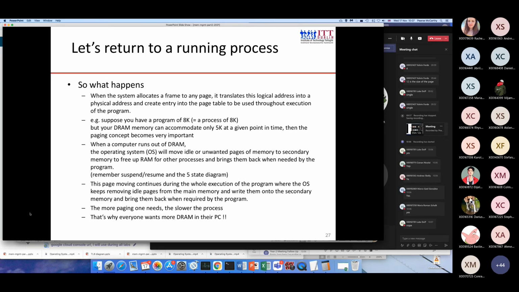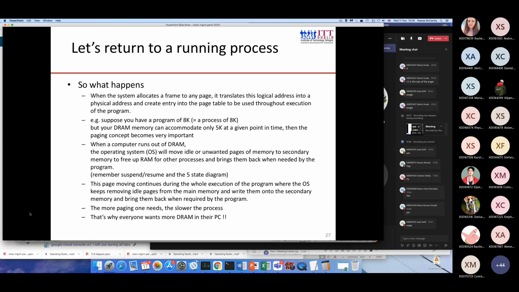And here it is in words for a very, very simple example. When a system allocates a frame to any page, it translates this logical address into a physical address and creates an entry in the page table to be used throughout the execution of the program. Suppose you have a program of 8K, a process of 8K. Logically, virtually, that is viewed as sequential. But your DRAM can only accommodate, say, 5K at any given point in time because the rest of it is taken up. When a computer runs out of DRAM, in other words, when the 5K is taken up, the operating system will move idle or unwanted pages of DRAM memory to secondary memory to free up RAM for other processes.